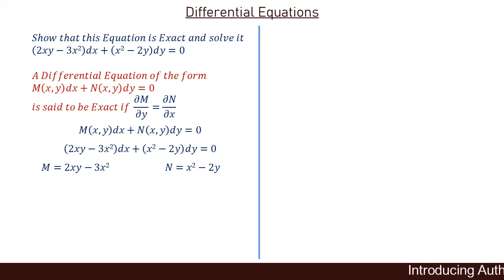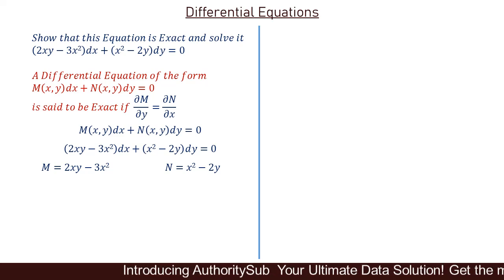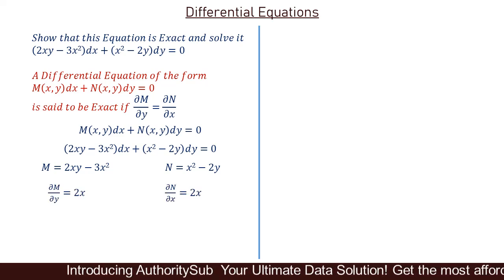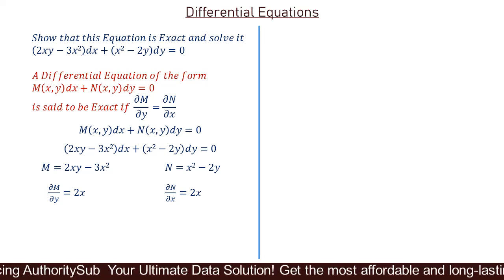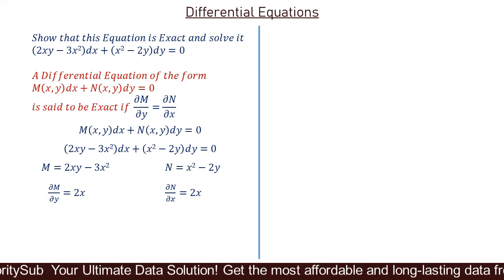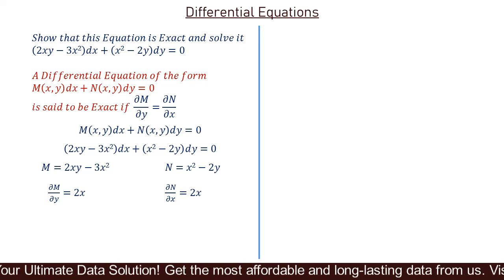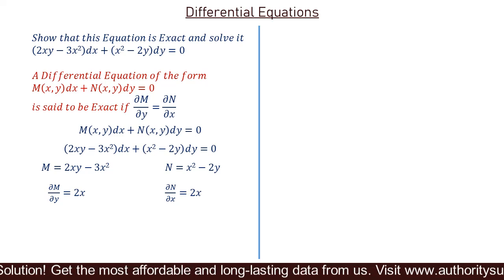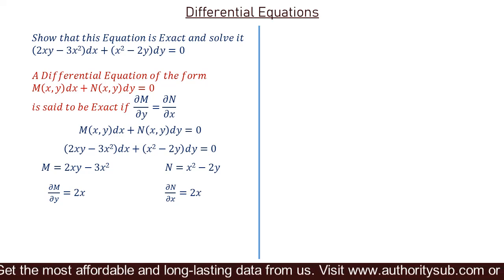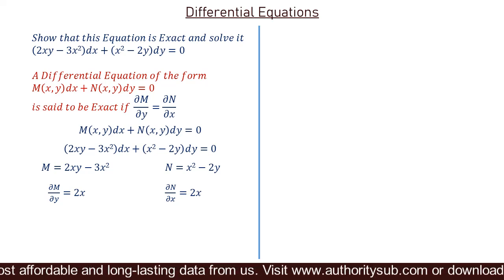Now, we have M = 2xy - 3x^2. Differentiating partially with respect to y, when we differentiate 2xy with respect to y, we are going to have 2x. And when we differentiate -3x^2 with respect to y, there's no y here, so all of this is a constant. It's going to give us 0. So therefore, the partial derivative of M with respect to y is equal to 2x. Good.